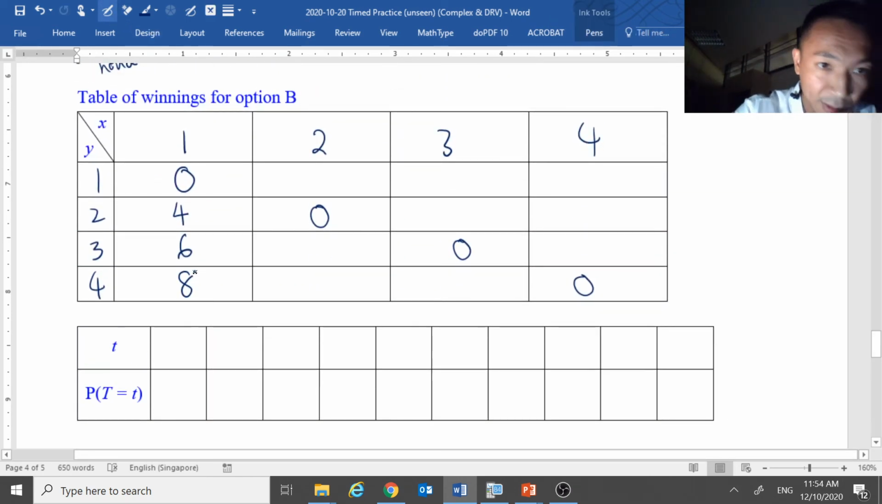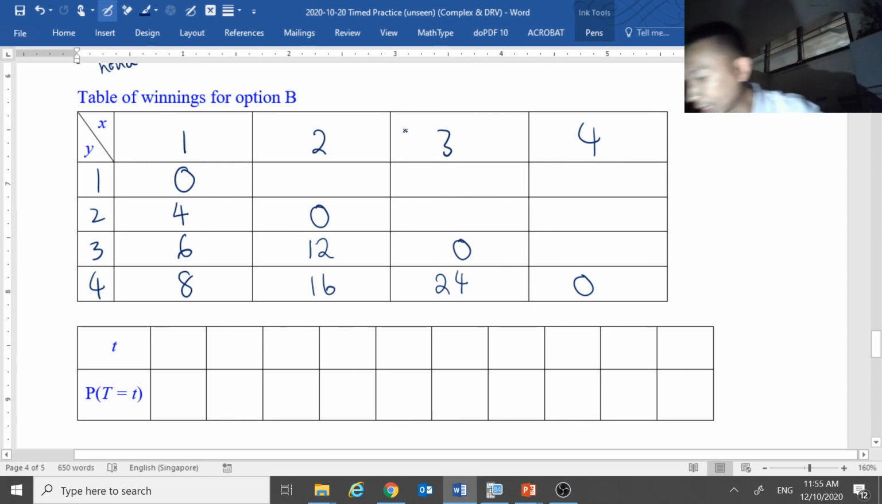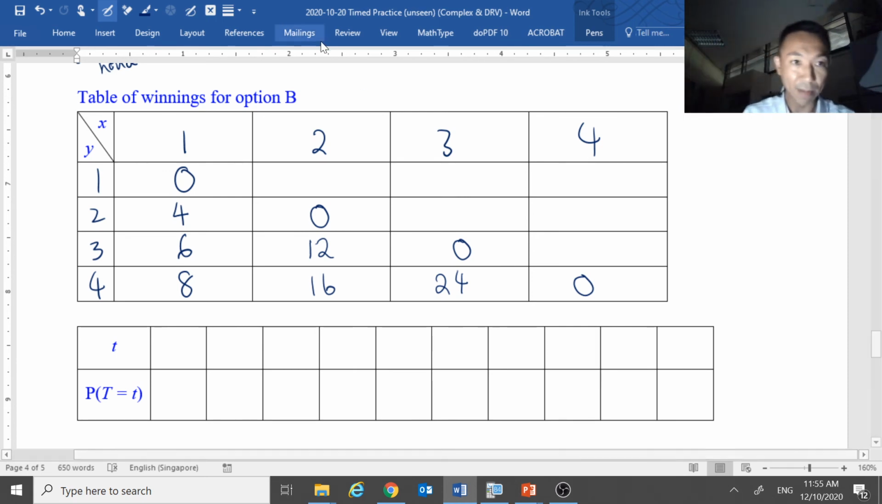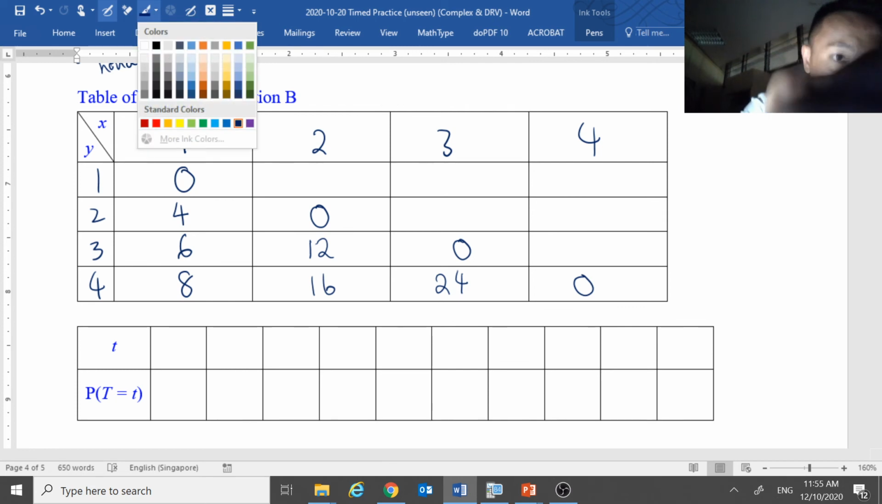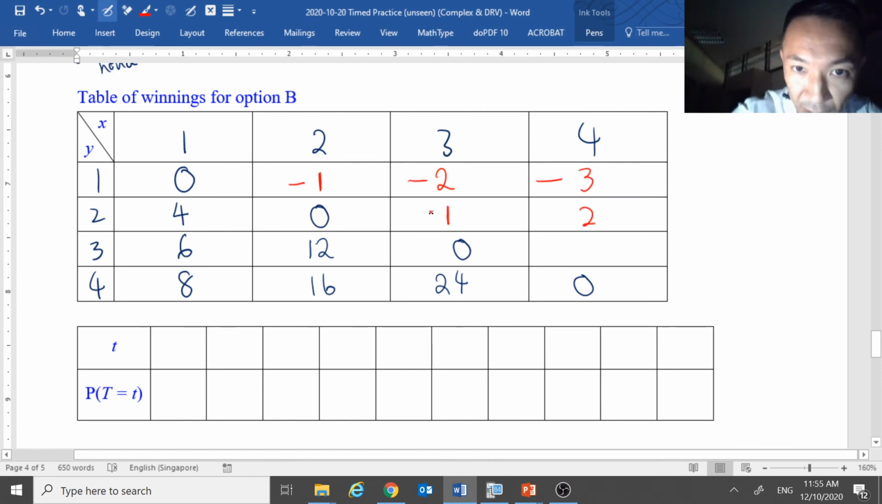Alright, this is 8. Then this is 12. This is 16. And then this is 24. Like that. Then if it is lesser, if y is lesser than x, then he loses x minus y. So here, I'm just going to use a different colored ink, x minus y, you get 1, then you get 2, you get 3, you get 1, you get 2, sorry, you get minus. Why? Because it is considered he lost.